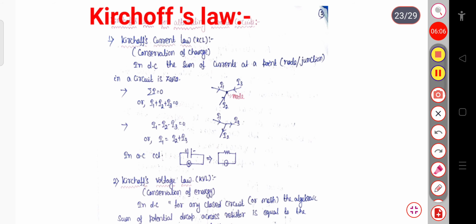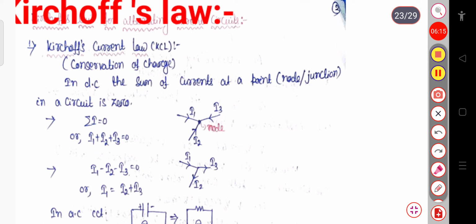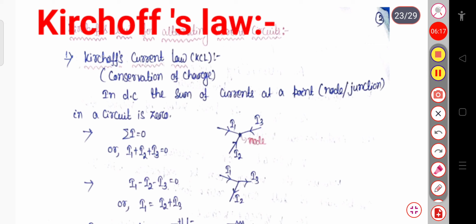Now we will see what Kirchhoff's law is. First of all, let us see what Kirchhoff's current law is. Kirchhoff's current law is also known as KCL, and it leads to the conservation of charge.